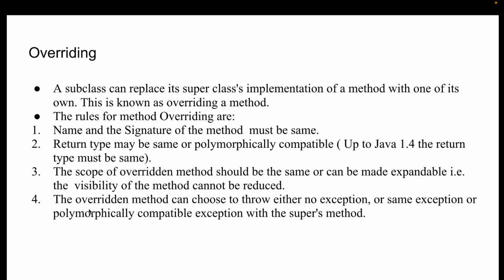Point number 4 is the overriding method can choose to either throw the same exception or a polymorphically compatible exception with the superclass. So if there is some exception thrown by the parent class, the child class should also be throwing the same exception or some compatible exception. We'll not see this particular point as of now because we have not studied exception handling. Whenever we go ahead and study exception handling, then we'll see this point. But all other points we'll see now.